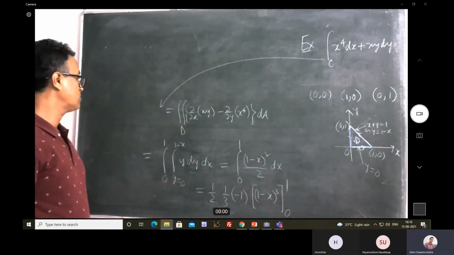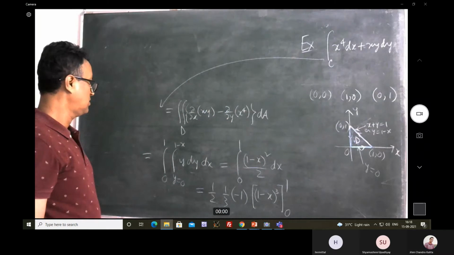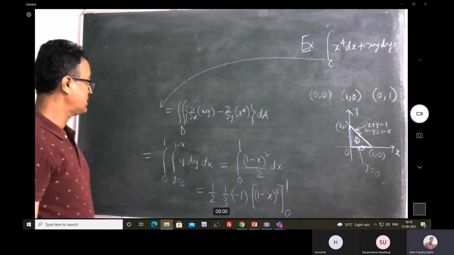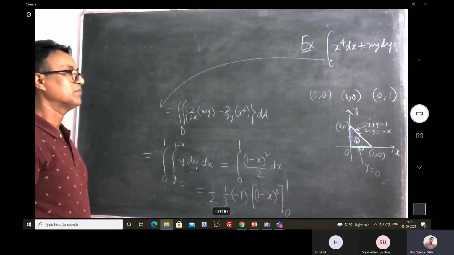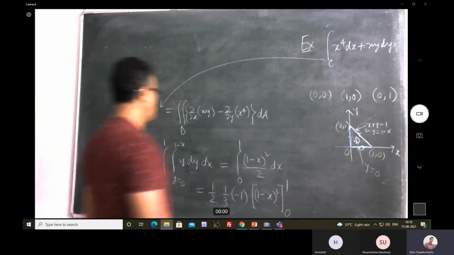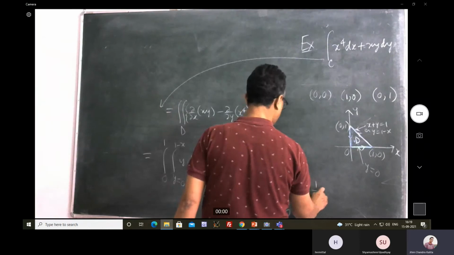When x is 1, it is 0. When x is 0, it is eventually 1, but the minus sign will be there. So eventually the answer is 1 by 6.